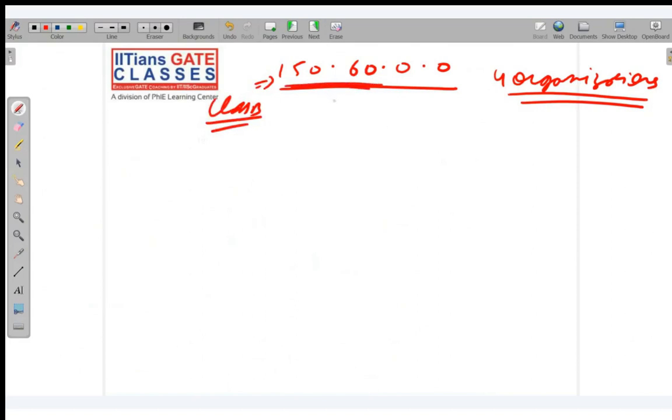For class B, how many IP addresses are there? 2 power 16 in each block. Try to notice the wording which I am using again and again. Total IP addresses are 2 power 16. Total hosts are 2 power 16 minus 2. So I am saying just IP addresses: 2 power 16 IP addresses. Now I want to distribute them among 4 organizations. So what should be done? 2 power 16 divided by 2 power 2 gives 2 power 14.